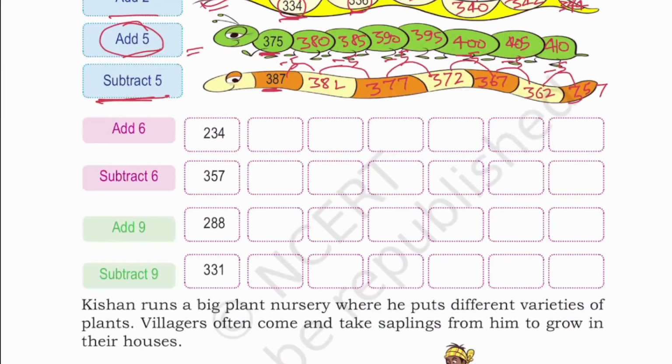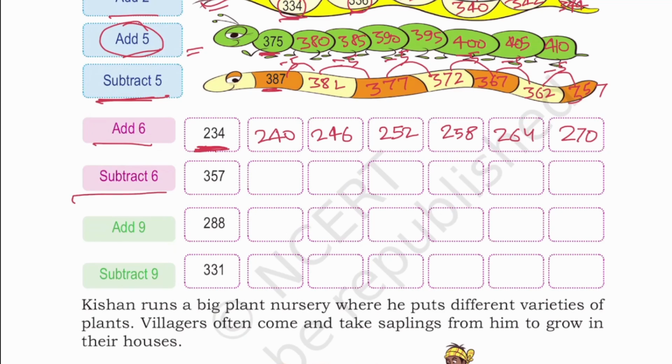Similarly, here boxes are given and it is written add 6. Then 6 should be added to 234. 6 added to 234 will give you 240. If you add 6 again, you will get 246, and then 252, then 258, 264, and 270.